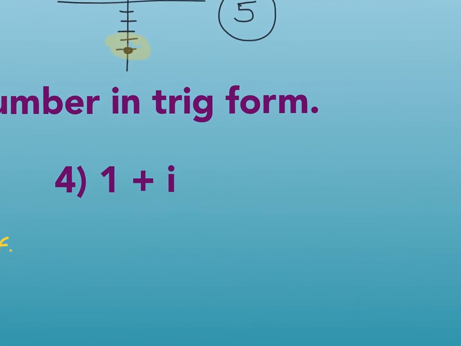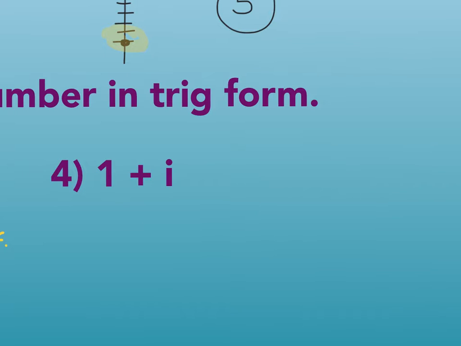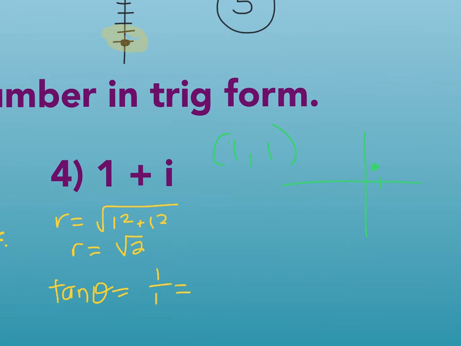All right, so then 4 is 1 plus i, which in coordinate form would be 1, 1. So if I were to rough sketch it, I'd go over 1 and up 1. I know I'm in my first quadrant. My radius would be the square root of 1 squared plus 1 squared, or square root of 2. And the tangent of theta is 1 over 1, which is 1.